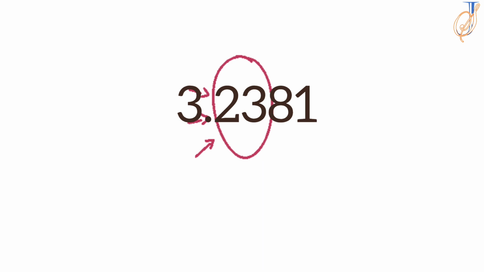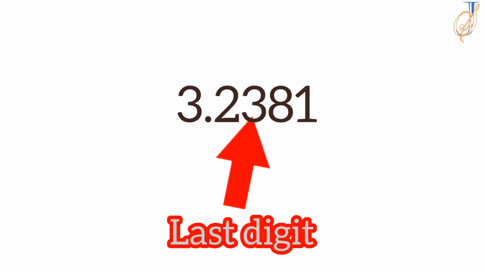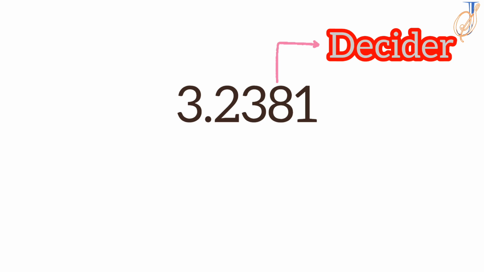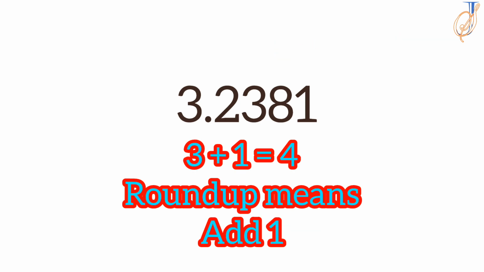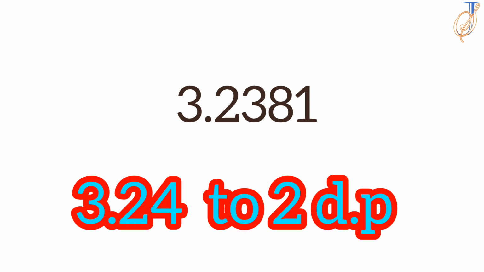Observe the decimal places in the number 3.2381. Count it: 1, 2. So the number 3 is our last digit, and the next number 8 is our decider. In this case, our decider 8 is more than 5, so you have to round up the last digit. When you round up, this 3 becomes 4. So the final result is 3.24.